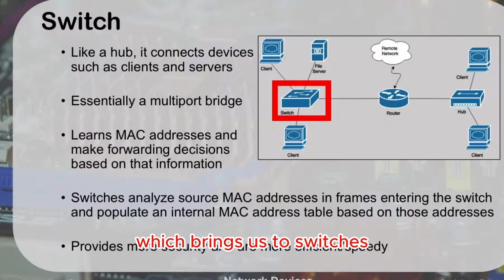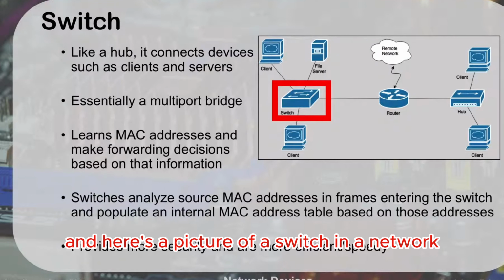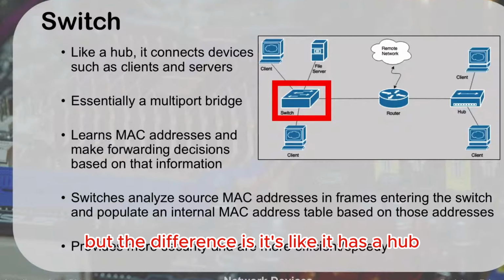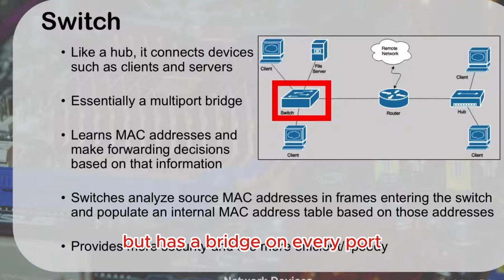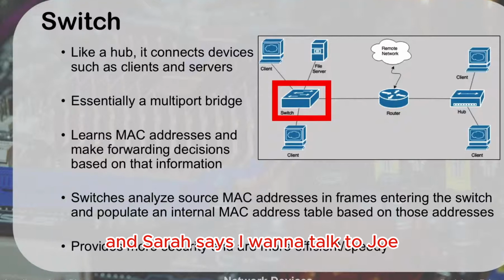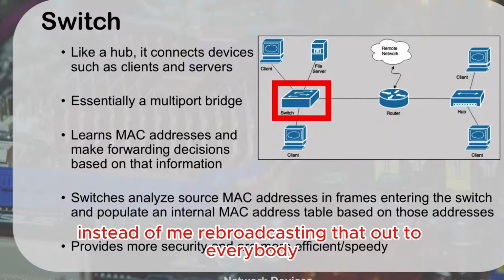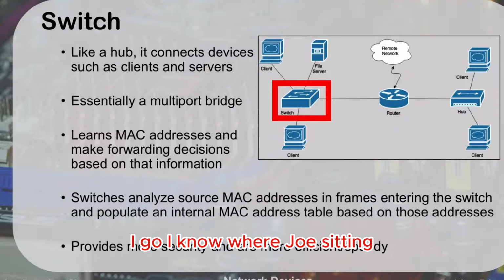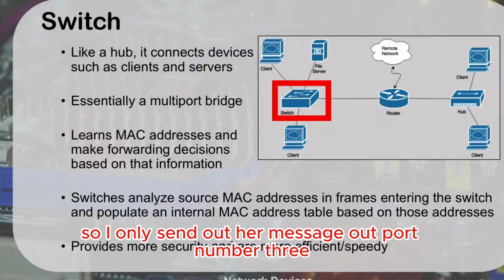Which brings us to switches. And here's a picture of a switch in a network. It acts like the hub, but the difference is it has a bridge on every port. So what that really means is, here I'm sitting as the switch, and Sarah says, I want to talk to Joe. Instead of me rebroadcasting that out to everybody, I know where Joe's sitting. He's sitting on port number 3. So I only send out her message out port number 3.